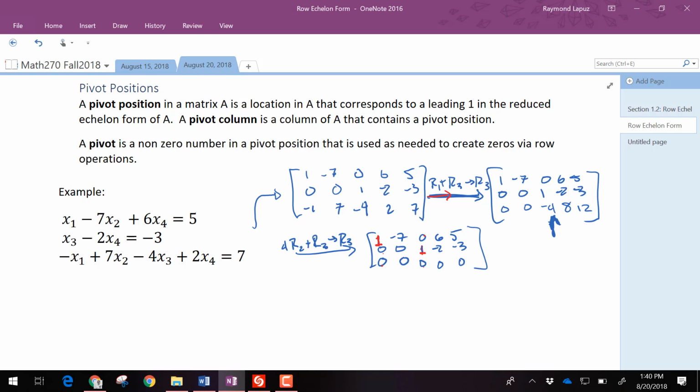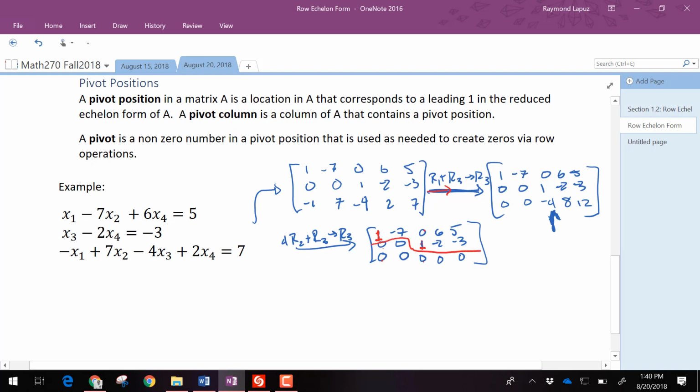So it follows our regular row echelon form. It has zeros on the lower left corner of the matrix, and it's reduced row echelon form because all the leading entries are 1 and zeros for those other leading entries. So in terms of columns, let's call it column 1, 2, 3, and 4. Column 5 doesn't count because that's the right-hand side of your system.